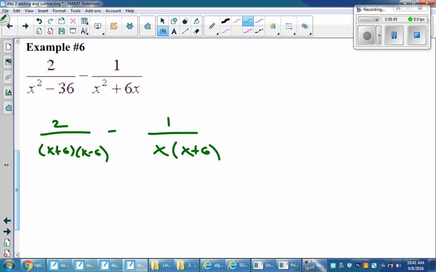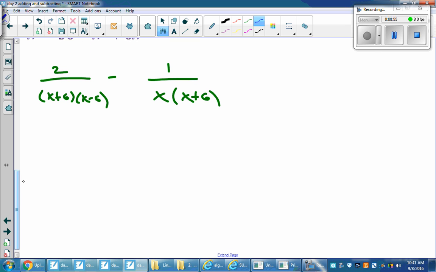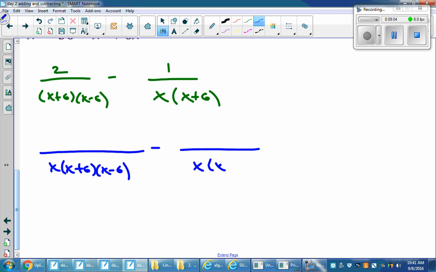Now, I've said it multiple times already, but my common denominator is just one of each of those pieces. It's the least common multiple. So my common denominator is going to have an x, it's going to have an x plus 6, and it's going to have an x minus 6. At this point, I need to decide what I did.